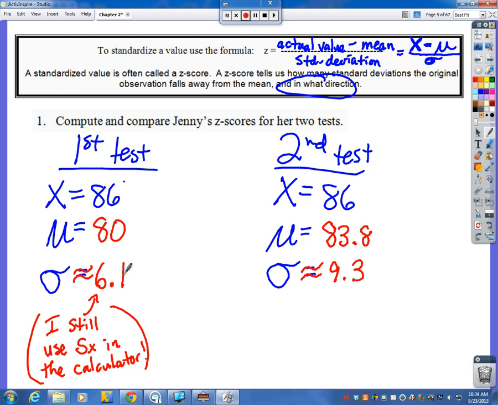The standard deviation was approximately, I had to round this, 6.1 to 1 decimal place. Now, in the calculator, I still use that S sub x. You'll notice below the S sub x, there's a sigma sub x. I never will use that part of the calculator. You always use the S sub x. For the second test, I had a mean of 83.8 and a standard deviation of 9.3.